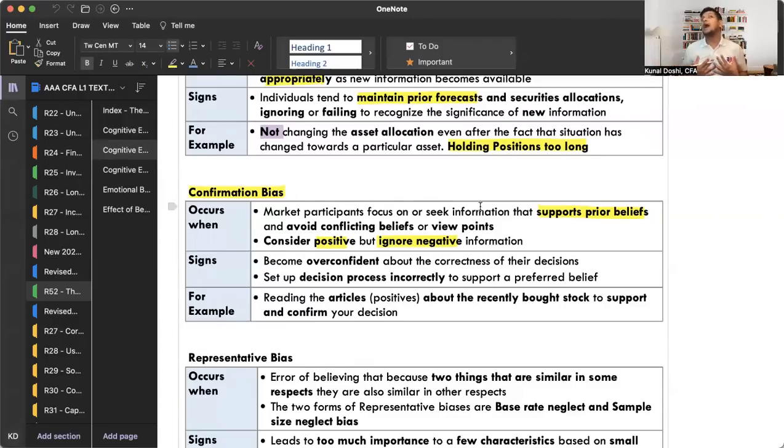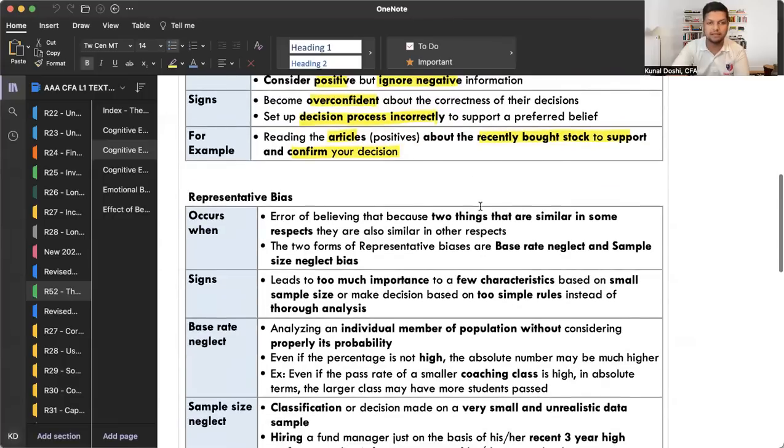They ask me questions about why I am deferring. They're trying to justify themselves because they want to get a confirmation from someone that yes, they've done the right thing. That is confirmation bias. You want the positive view only. What are the signs? You become overconfident about the correctness of your decisions, and set up the decision process incorrectly to support your preferred belief. So you have made the decision process convenient to your belief. The example is reading articles about a recently bought stock to support and confirm your decision. So you have already bought a stock and now you always look out for news which is positive for it. And that's what makes you feel confident. Wow, I did a great job. You know what? I did a right job by buying the stock. You're perhaps ignoring anything which is against your stock, right? This is what is called confirmation bias.